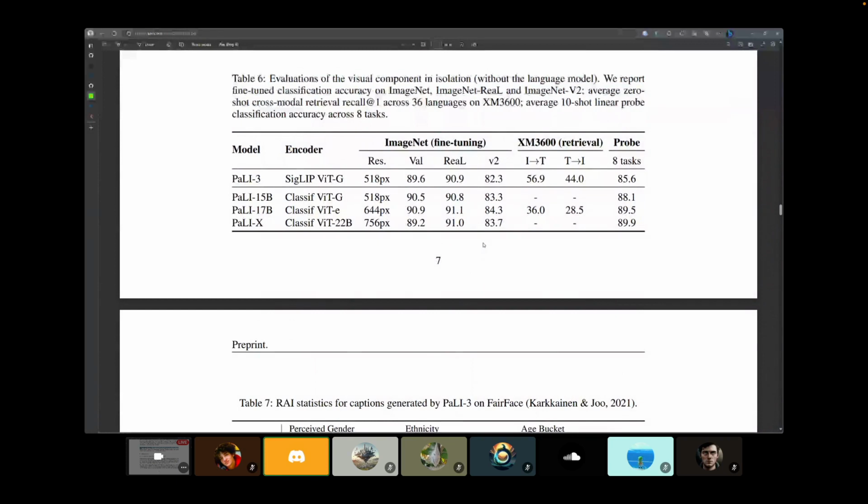Evaluations of the visual components in isolation. We fine-tune for classification accuracy on ImageNet, and this is the classification across the 8 tasks.